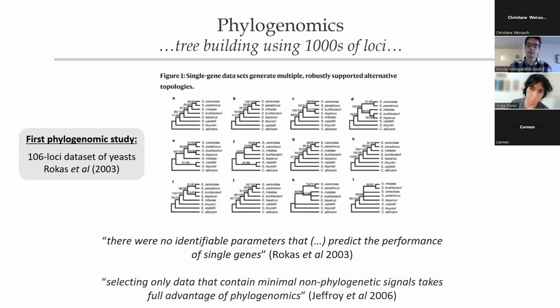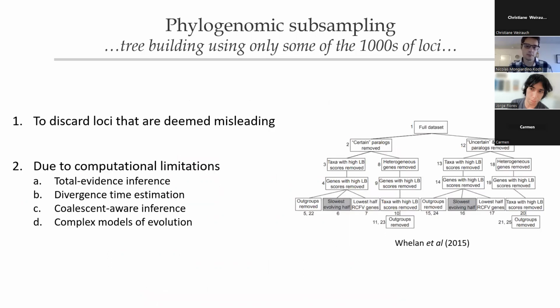Now, a reanalysis of this same data set that came out 3 years later by Jeffroy did in fact find predictors of the accuracy of gene trees. And they say that selecting only data that contain minimal non-phylogenetic signals takes full advantage of phylogenomics. Whether or not you agree with that, we can argue that phylogenomic subsampling was born, which we can define as building trees using only some of the thousands of genes that are available today. And there are various reasons why someone would like to do this.